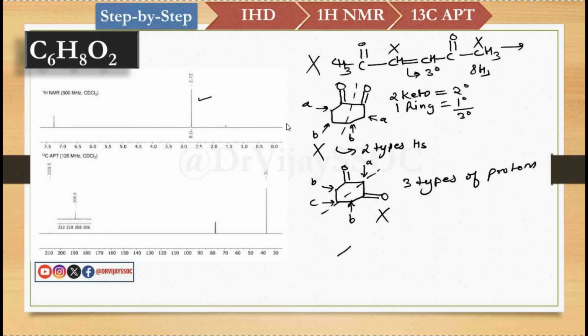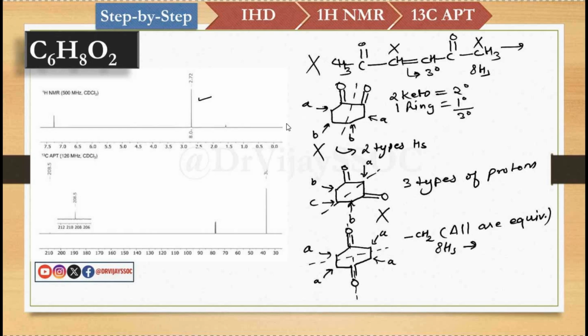So let's look at the last possibility, which is like this, in which both keto groups are 180 degrees opposite. If you see, this molecule has a plane of symmetry, and this is A type of hydrogen, this is also A type of hydrogen, this is also same, this is also same because it has a keto group in the neighboring. And this molecule has further symmetry, therefore all CH2 are equivalent, and hence 8 hydrogens will show only 1 signal.